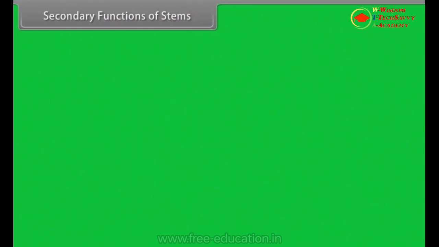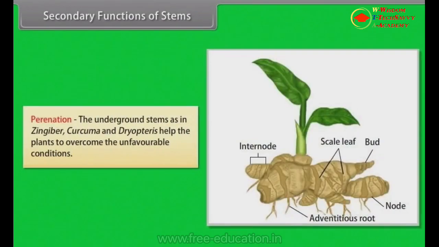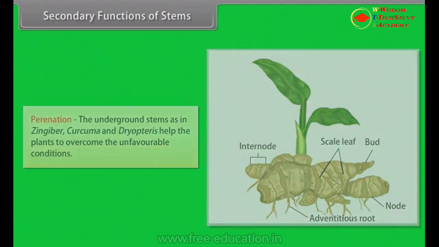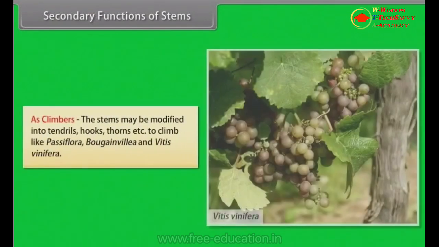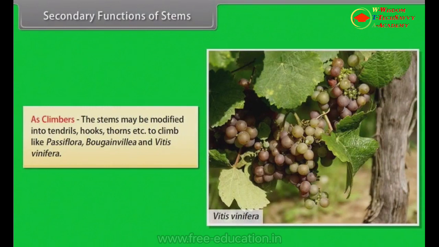Secondary functions of stems. Perenation. The underground stems, as in zingiber, curcuma, and Dryopteris, help the plants to overcome unfavorable conditions. Storage of food. Food is stored in parenchymatous cells, in underground stems like Solanum tuberosum, Colocasia, ginger. As climbers, the stems may be modified into tendrils, hooks, thorns, etc. to climb, like Passiflora, Bougainvillea, and Vitis vinifera.